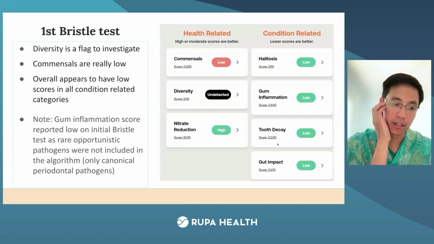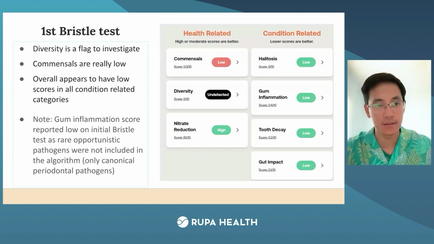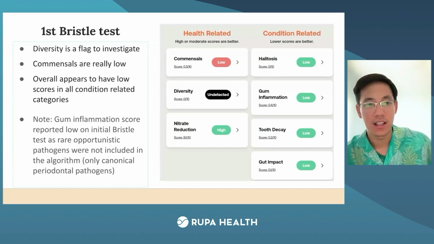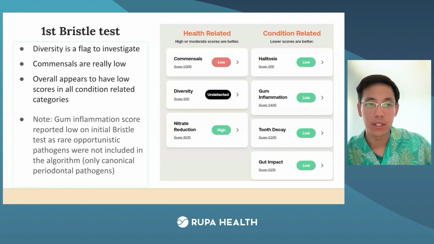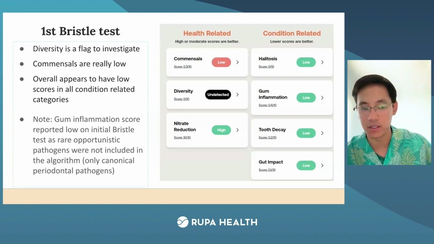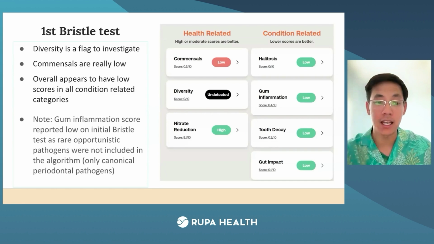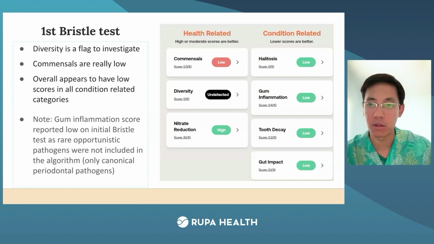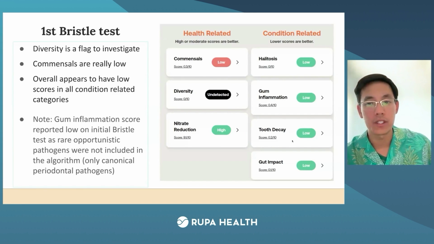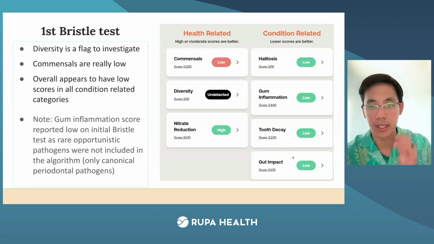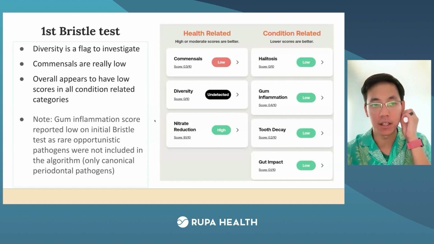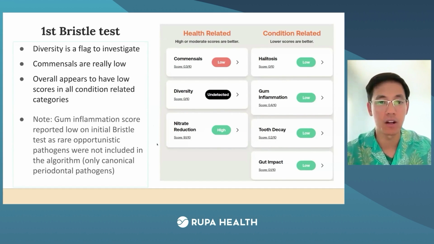And then I think 4 years ago, he took a Bristle test. And what we found is that his commensals were basically missing, completely lacking, and his diversity was at 0, which means that he had one species that took over everything. And at the time, we had never seen anything like this before. We didn't know what it was. And so all of his scores showed up perfectly normal because our algorithm at the time didn't understand that there was actually something wrong in his mouth.